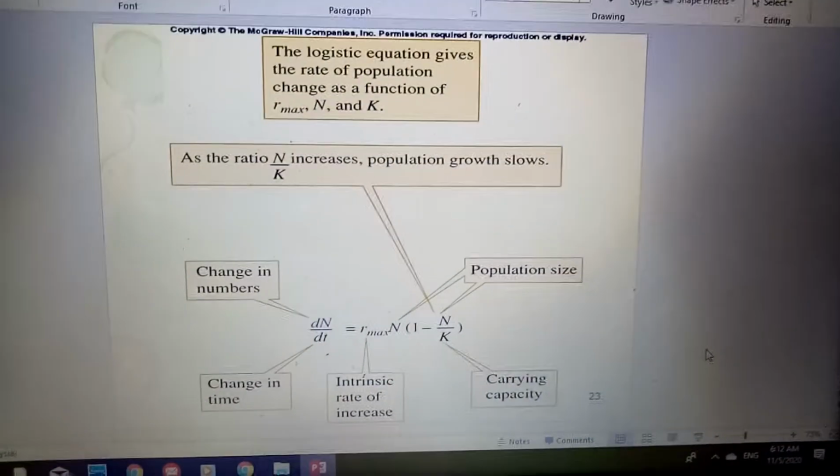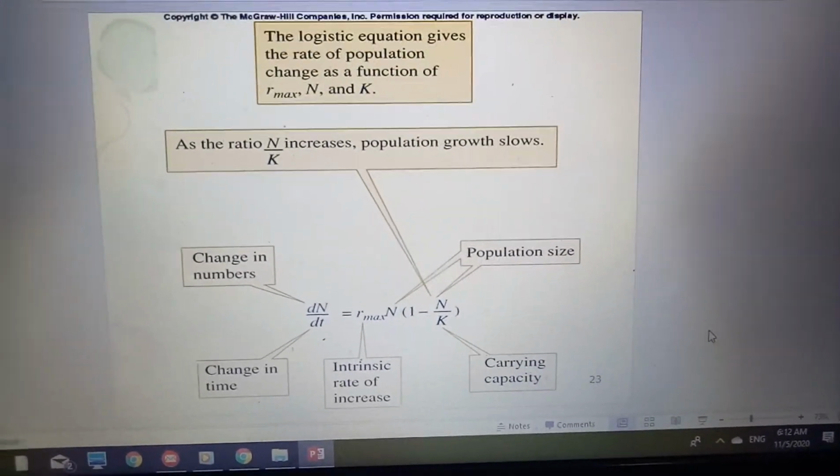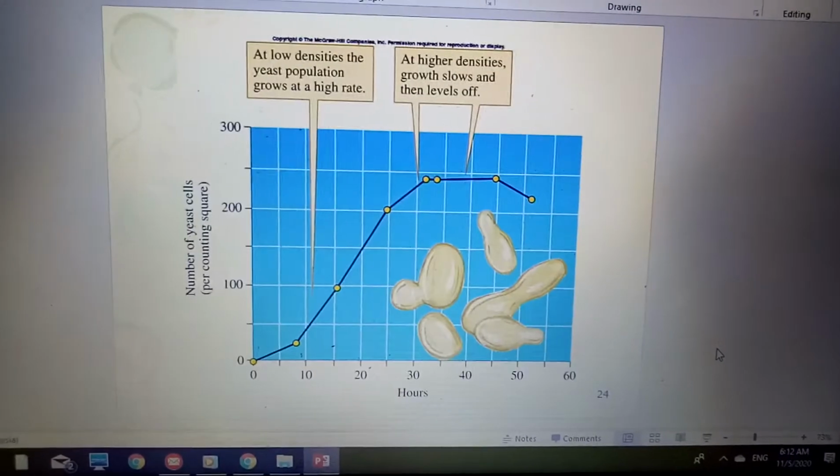Again, the same thing. This is just a formula, as I told you before. You can just read it yourself.